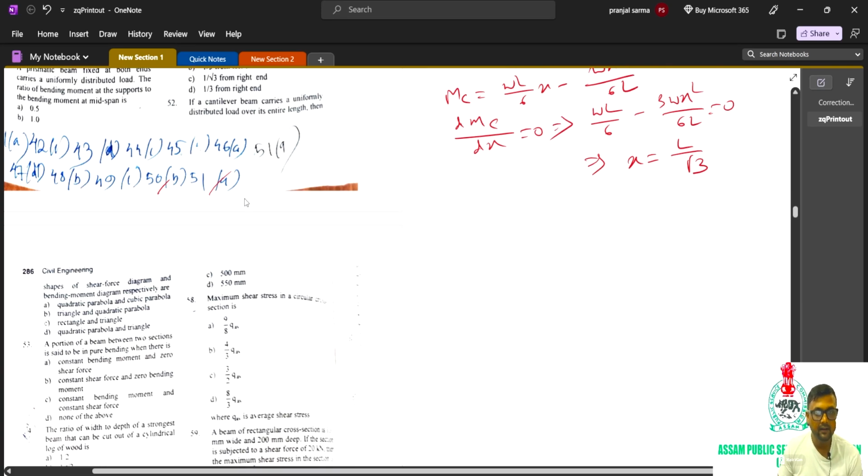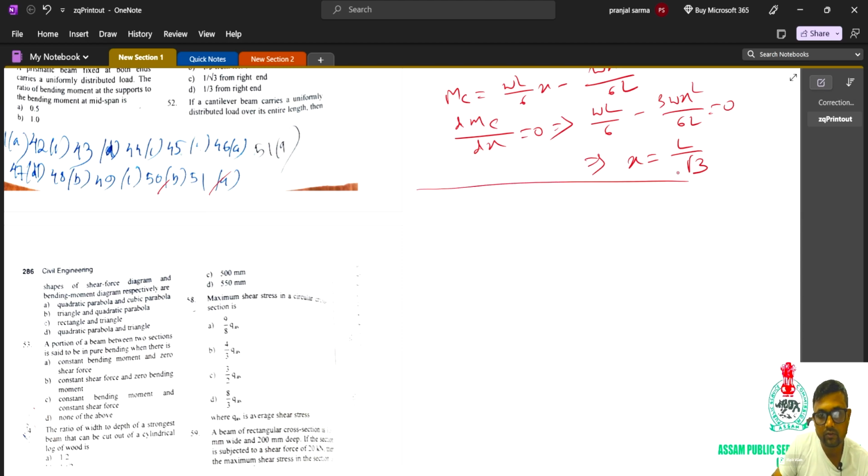If a cantilever beam carries a uniformly distributed load over its entire length, then the shapes of the shear force diagram and the bending moment diagram respectively are. So there is a cantilever carrying a uniformly distributed load over its entire length. For a UDL, the shear force will be one degree higher than the loading.